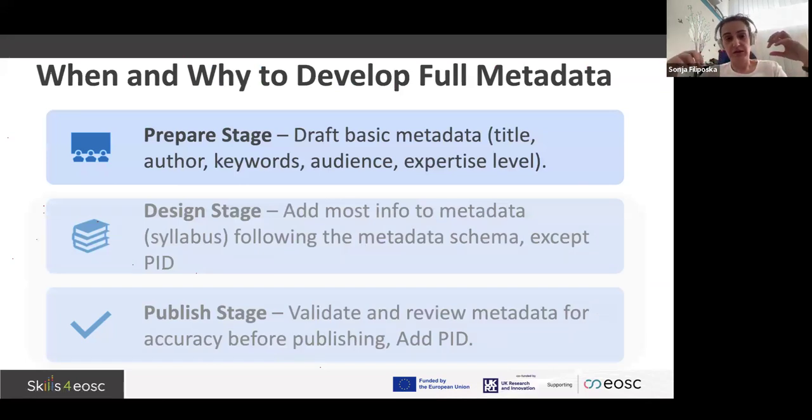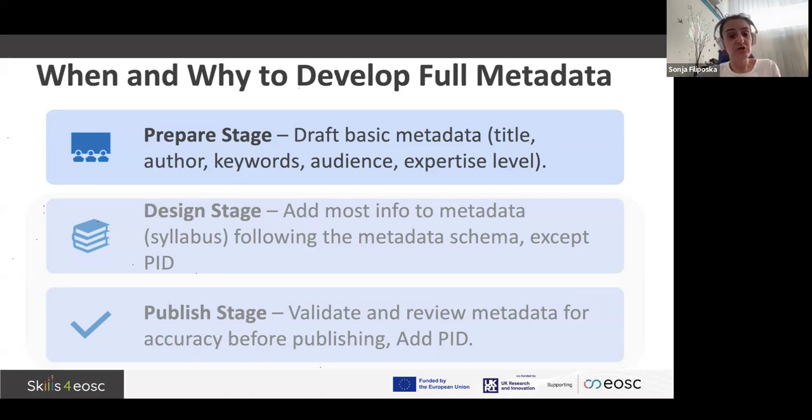When you develop the metadata, it's not all done in the first step. Of course, you cannot expect that you will be able to fill out all of these fields right away, right? So in the prepare stage, you draft the basic metadata information. So we need the title, the authors, the keywords, the audience, the expertise level. Then in the design stage, you add most of the information to the metadata and you create what we call a syllabus. This is basically the description of the learning resource that is available for view to everyone, as the metadata should be open and available for view to everyone. Doesn't matter if they actually are going to go through the learning content or not.